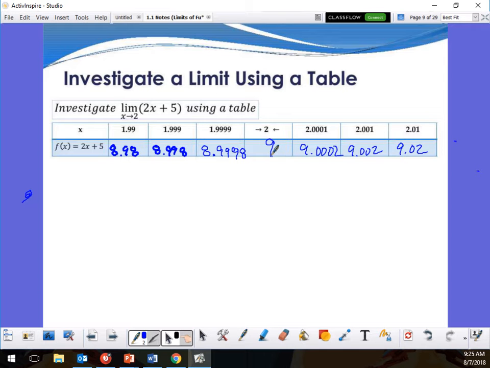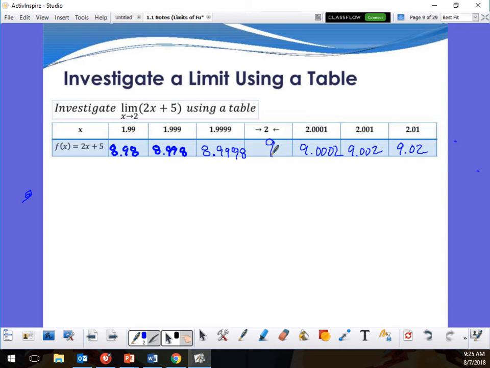So it doesn't always approach. Now, you guys have done this before. What has to happen for the limit to exist? There has to be a right side and a left side. Left and right both have to go to the same number, right? Okay. So both left and right have to go to the same number.